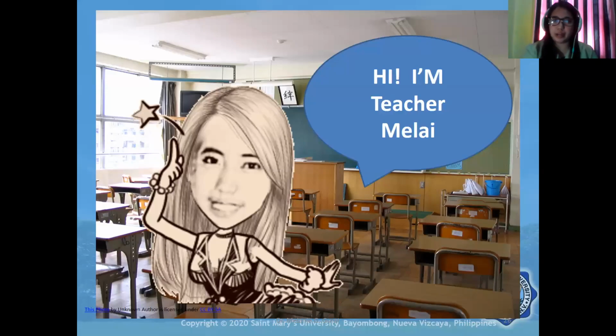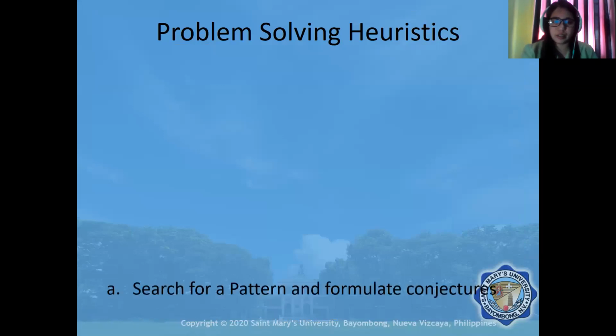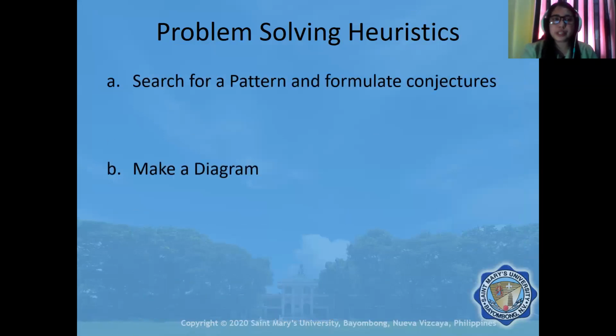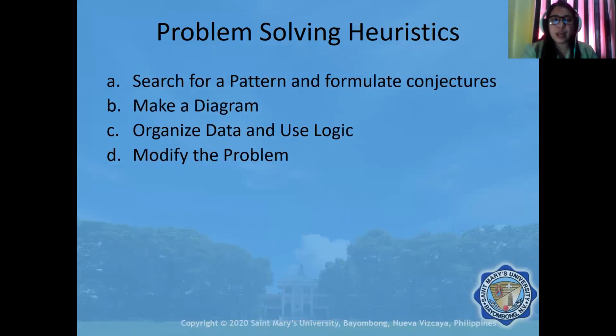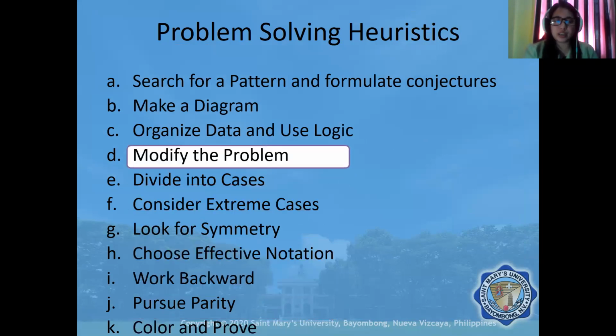I am teacher Melay, and this is the continuation of our discussion on problem-solving heuristics. So we have the following heuristics. We actually have A to letter K problem-solving heuristics. We are done with A, B, C. Today, our focus is to modify the problem.